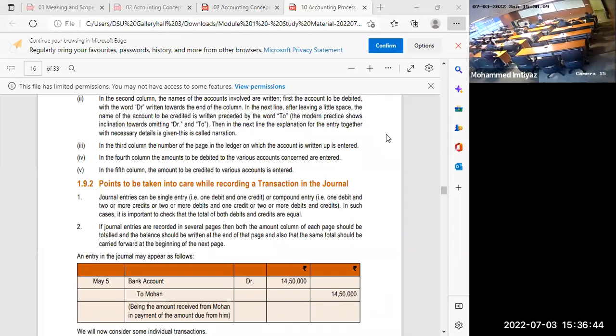Okay. Mr. Ajit started a business with a capital of rupees 10 lakhs. What you are seeing on the screen is just an example. Some transactions are there, and in addition to that we are taking some more transactions. Okay, rupees 10 lakhs. All right.